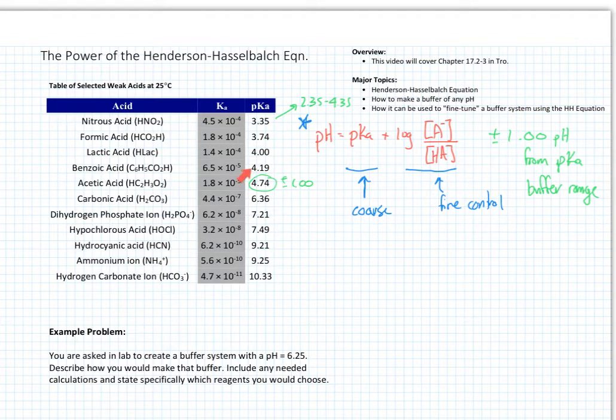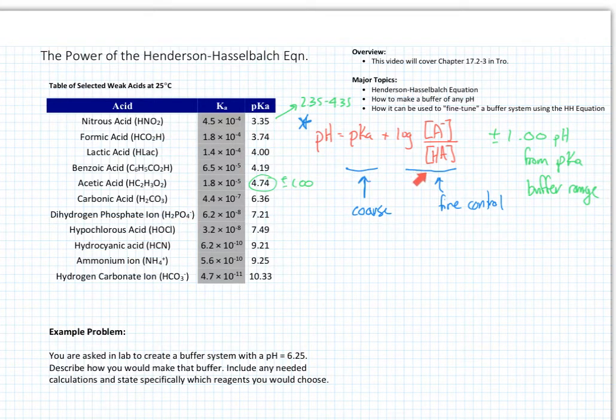And usually you want to pick one kind of in the middle of the pH range, so benzoic acid's probably going to be a good one to choose if we want one that's 4.3. If we want one that's 4.6, I'm going to pick acetic acid. Okay, that's the coarse control. That's the pKa value. That puts you in the right range, within 1 pH unit of where your buffer is.